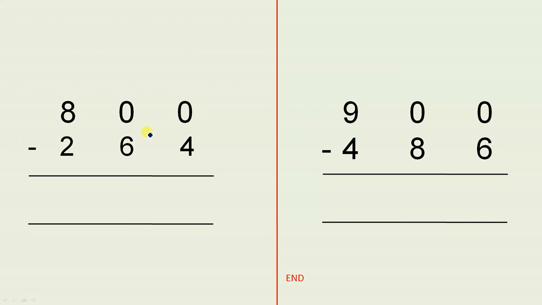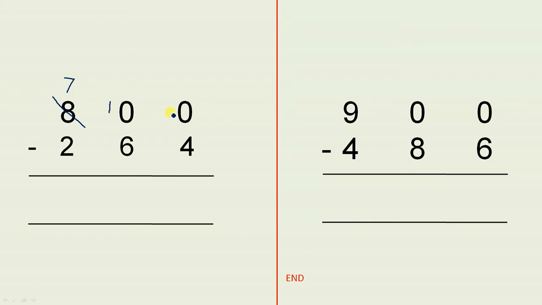800 minus 264. 0 minus 4 we cannot do. We can't borrow from here because that's a 0. 0 minus 6 we cannot do. But we can borrow from here because that's an 8. When I say borrow, it's the same as trading. So from 8 it becomes a 7. And there it is there.